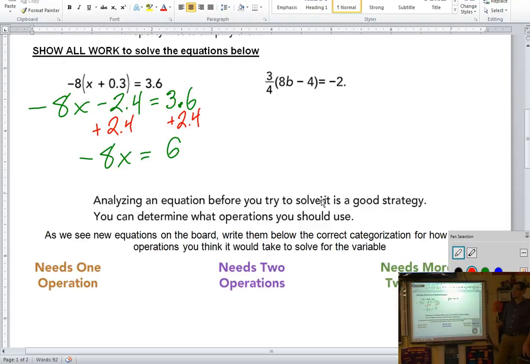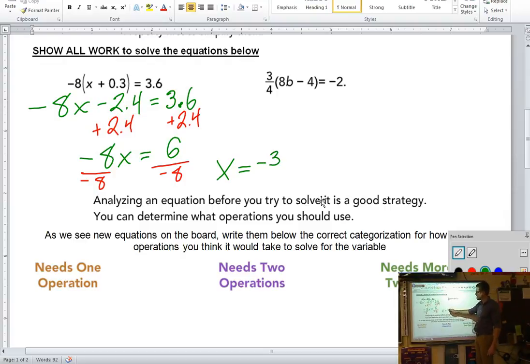Do what with the 8? So, back yourself up. What's being done to the x? It's being multiplied. So we want to divide, and we always do it on both sides. What do we divide by? What number are we trying to get rid of? The negative 8. So we divide by the negative 8 on both sides, and that will give me that x is equal to, when I reduce, negative 3/4.